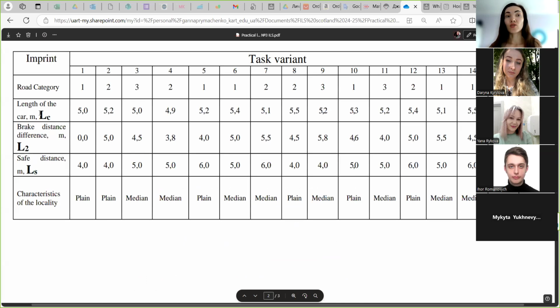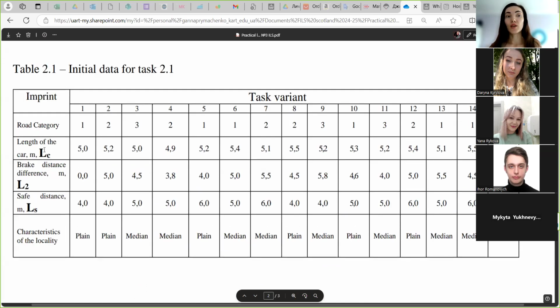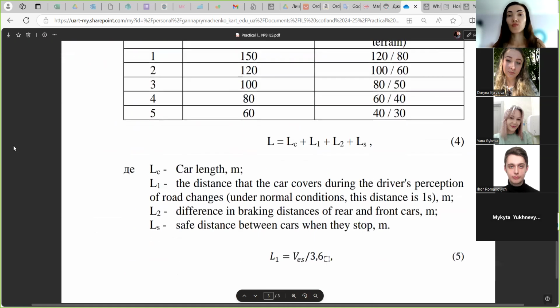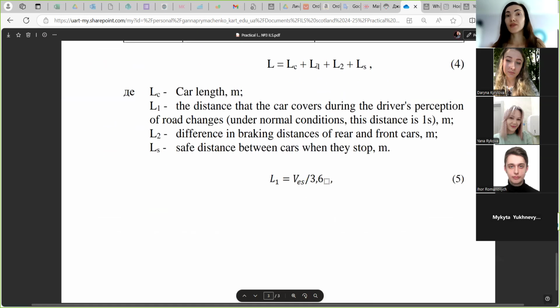Length of the car is second line of our table. Please find it. For example, for first variant, it is 5 meters. And you can find for your variant. Second parameters in our table, length of the car. Okay. Our next parameters in formulas 4, it is L with index 1. We decided it as formula number 5.